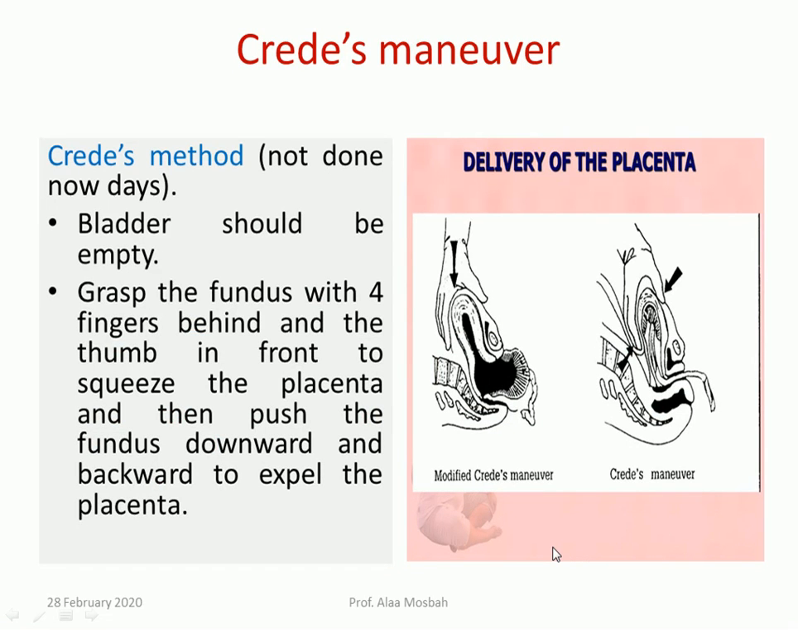Another method for delivery of retained placenta is called the Credé maneuver, which is not done in modern obstetrics nowadays. We first start by emptying the bladder, then grasp the fundus with 4 fingers, as you see in the picture here, behind the fundus of the uterus and the thumb in front. And then we squeeze the placenta and then push the fundus downward and backward to expel the placenta.